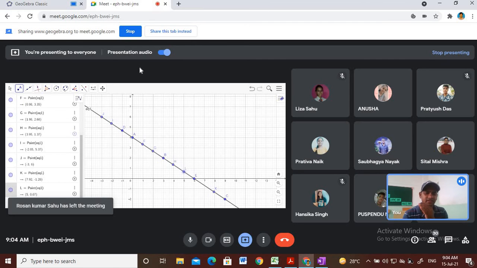If any line is intersecting the y-axis, that means the x value will be 0. Just substitute x is equal to 0 in the equation and find the y value. Where the line is intersecting the y-axis, take x is equal to 0. If the line is intersecting the x-axis, take y is equal to 0. Just substitute y is equal to 0 in the given equation, you will get the x value. So here if you take y is equal to 0, x is getting as 6. Yes.